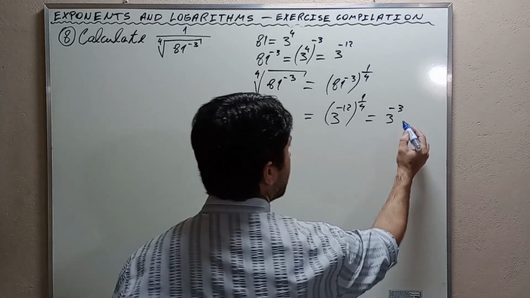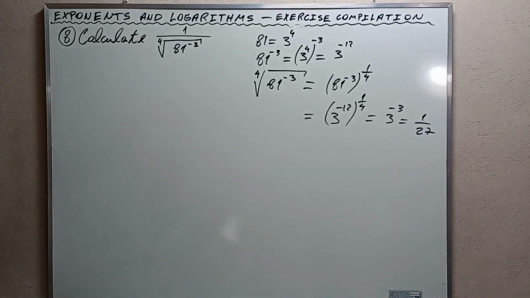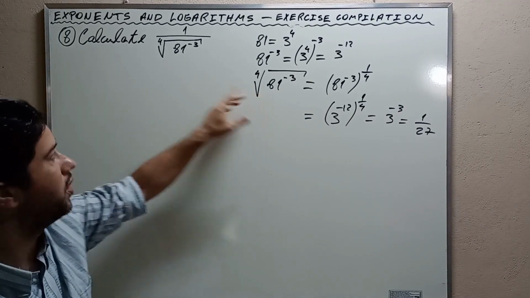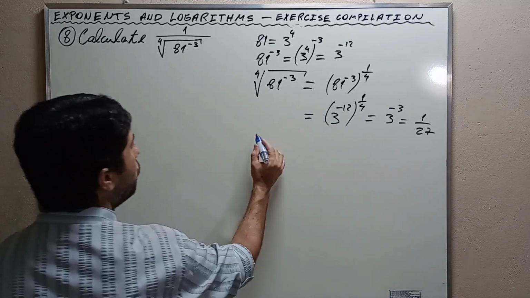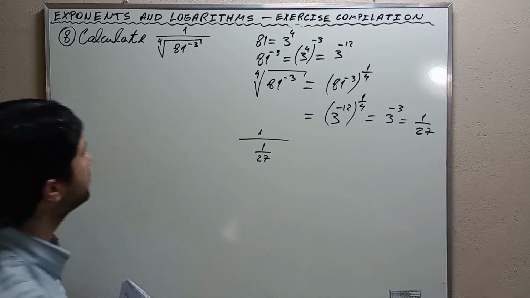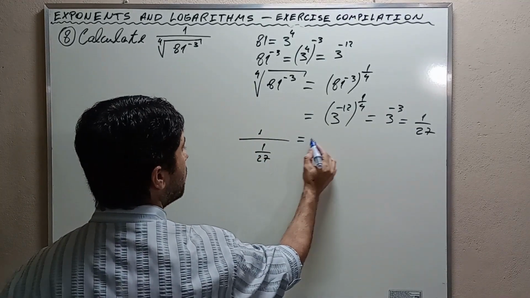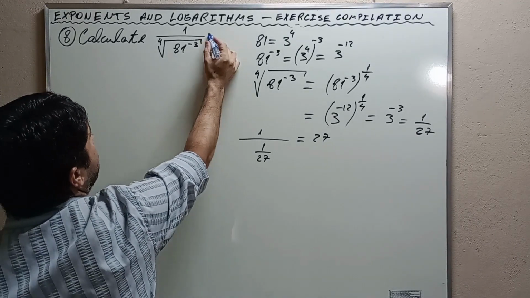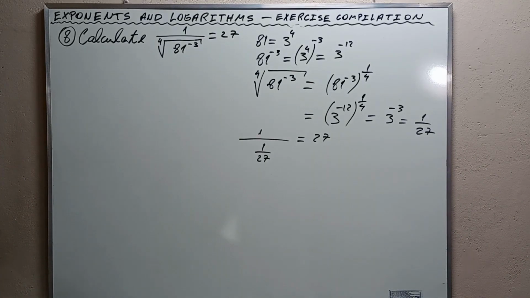And 3 raised to the power of negative 3 is equal to 1 over 27. Okay? But observe that this root here is not in the numerator. It is in the denominator. Okay? Consequently, 1 over 27, we substitute this by this, and it equals 27. Then we know that this is equal to 27. Okay? And this is all for exercise 8.